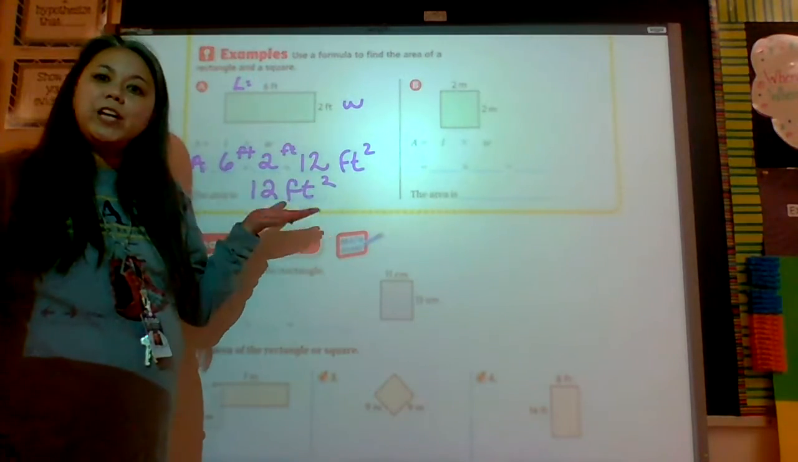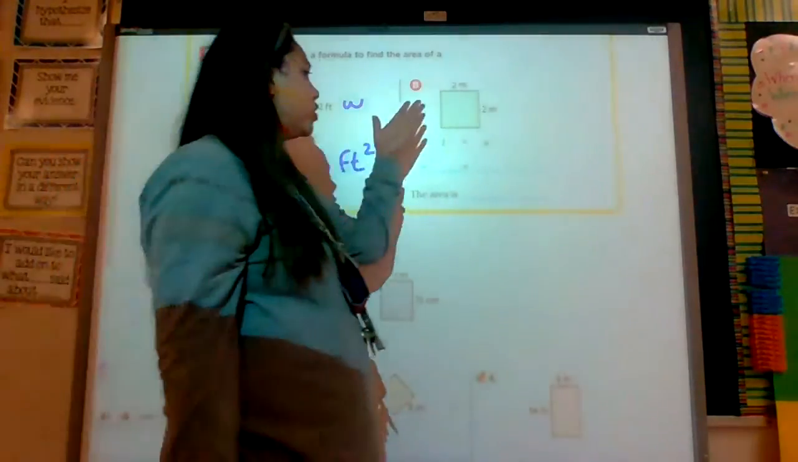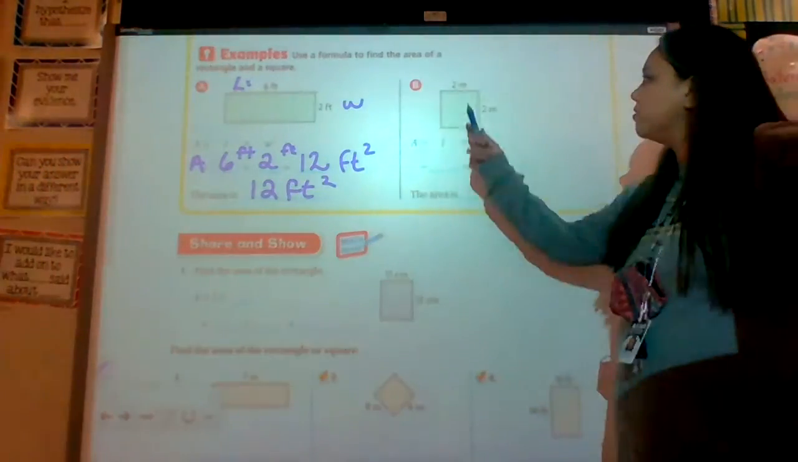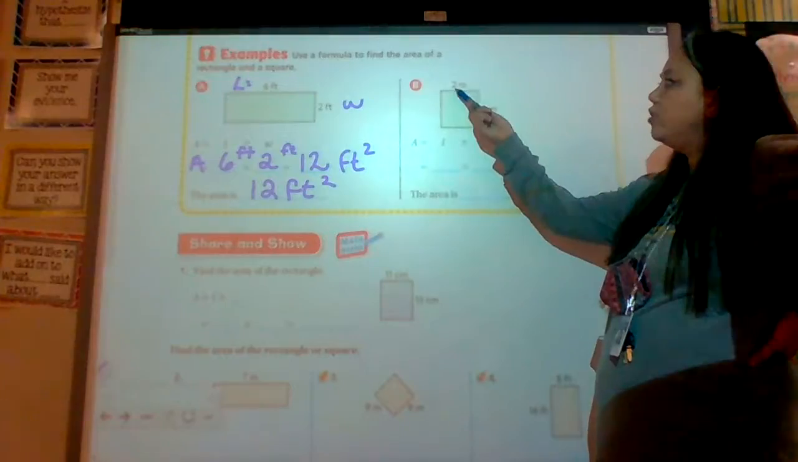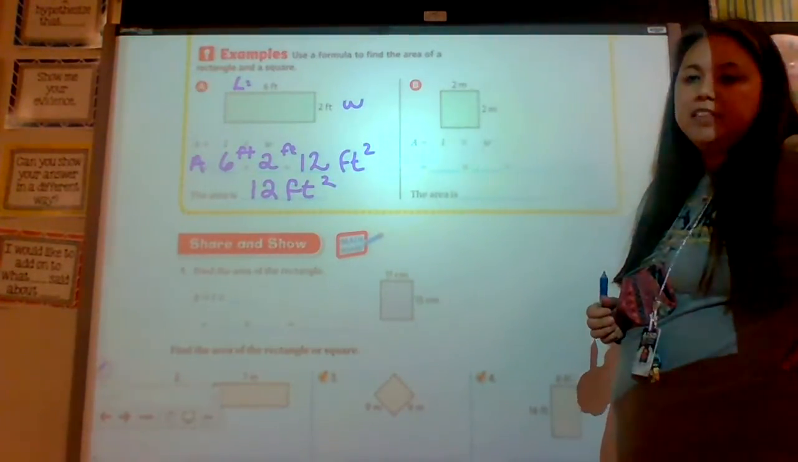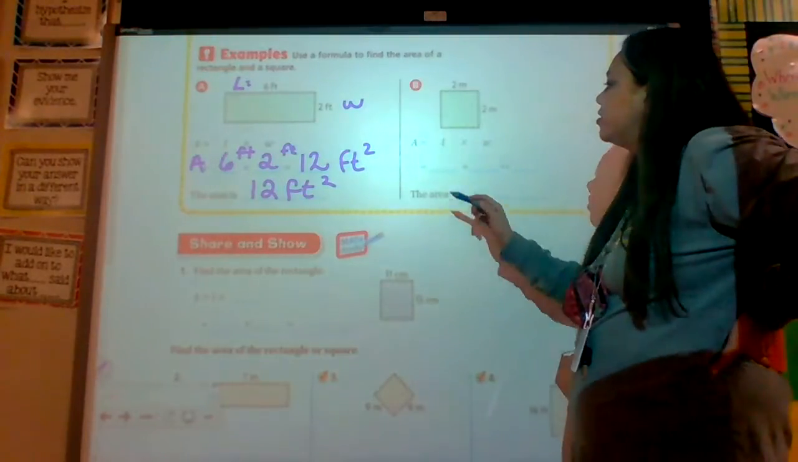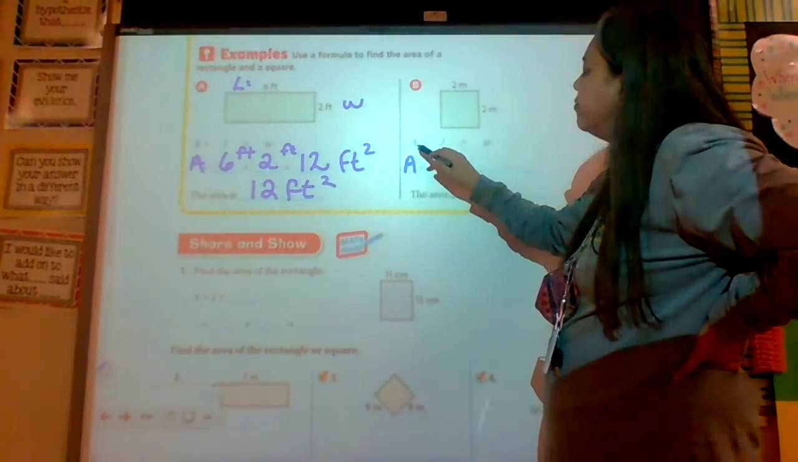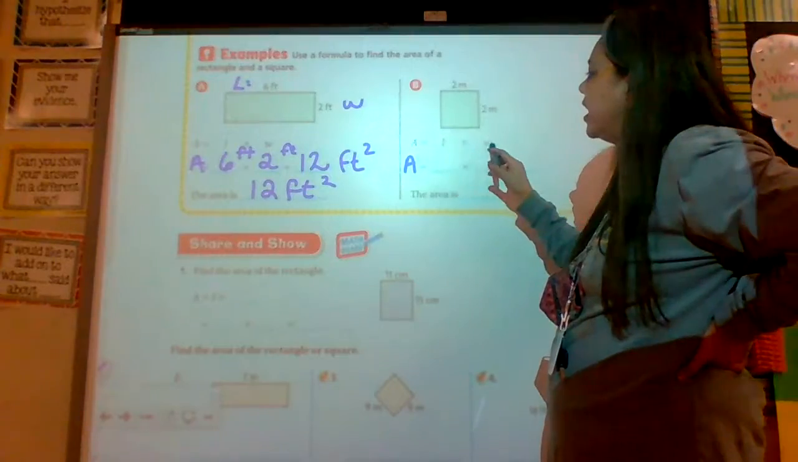Now, what's cool is that it will work for a square too. A square, to know it's a square, all sides are equal. And it shows you here that the side lengths are all equal going around because the length is 2 meters and the width. So A, rewriting the formula, always write area is length times the width.